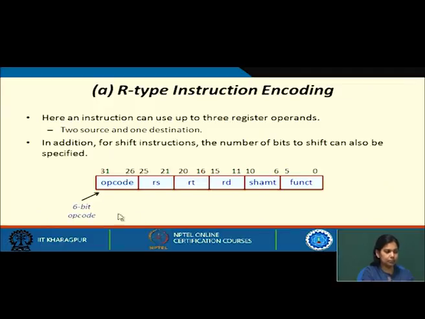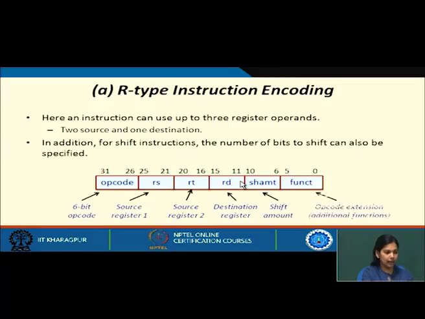As I said, this is a 6-bit opcode, this is source register 1, this is source register 2, this is the destination register, this is the shift amount, the amount of shifting you want to do, that can be specified here, and this is the opcode extension. So, if the opcode is, let us say, 00000, then we say that this is an ALU operation, and based on that we then see which ALU operation it is: add, mul, div, sub, etc.